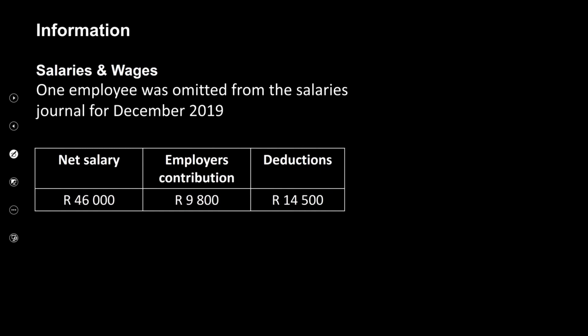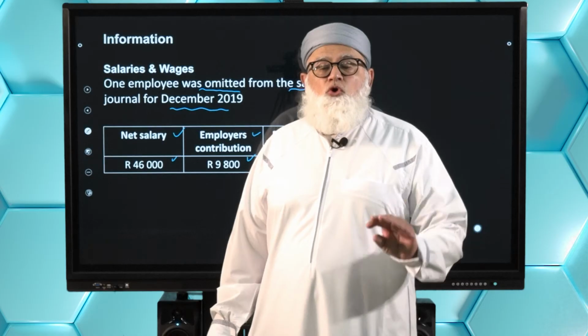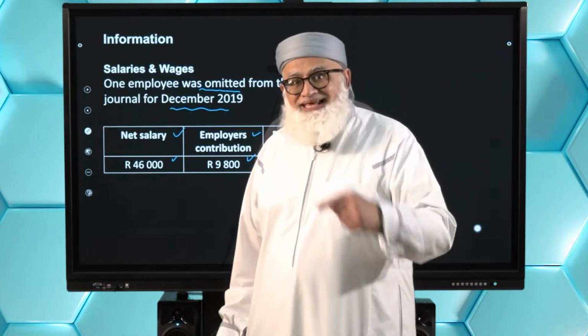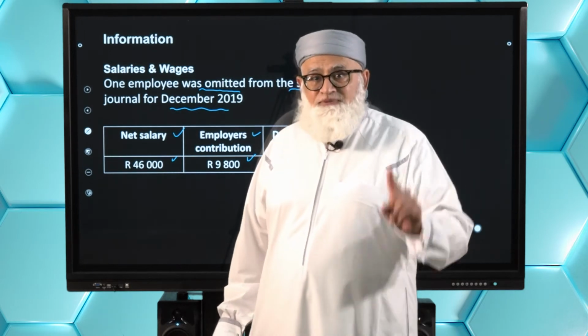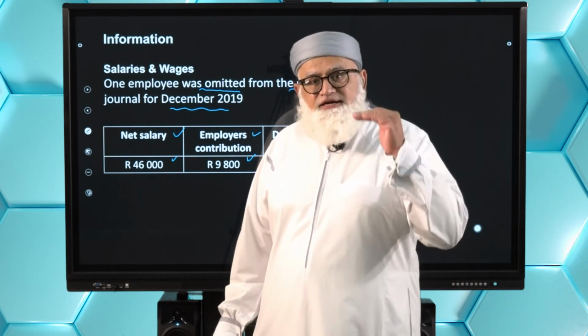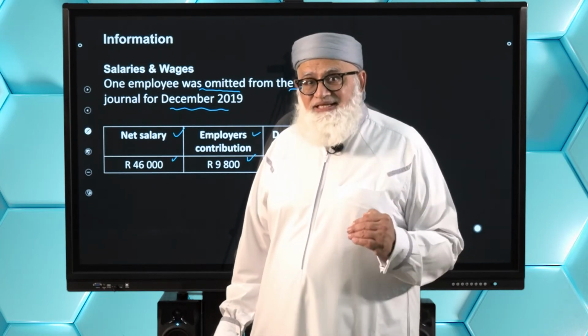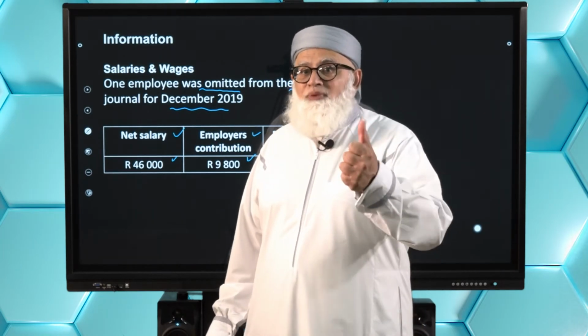What are we told? We are told there that one employee was omitted, left out from the salaries journal for December, and that was the information, right? The net salary was 46,000, the employer's contribution was 9,800, and the deduction was 14,500. So that's the information that we have regarding the one employee who was omitted, was left out. We now bring in that adjustment. What's my double entry? A debit to salaries and a credit to my liabilities. Who do I owe money to? I owe to my employee.